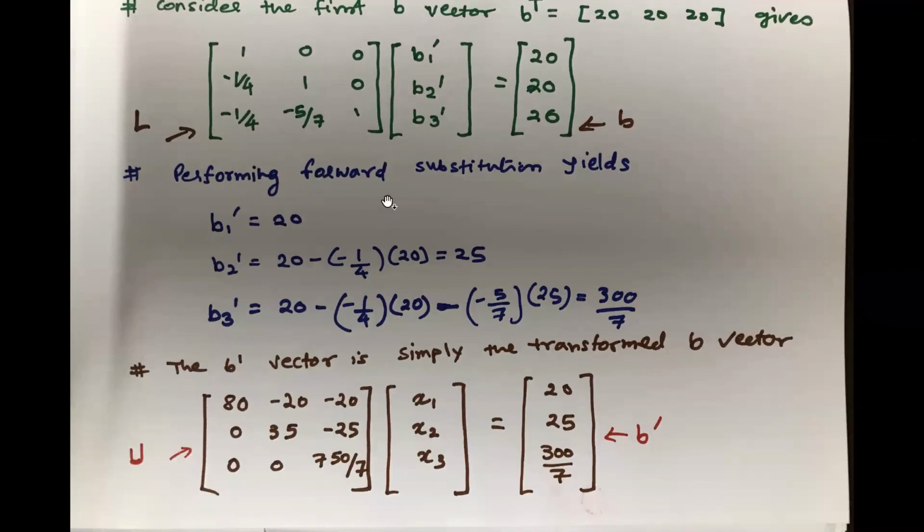From this, performing forward substitution, now you have to find B1 dash, B2 dash. So you can easily do it: from performing the forward substitution you can get B1 dash is equal to 20. You can get B2 dash by substituting the value of B1 dash into the second equation, and you get 25. B3 dash you can get. Once you get the B dash vector, what was our second formula? Ux is equal to B dash.